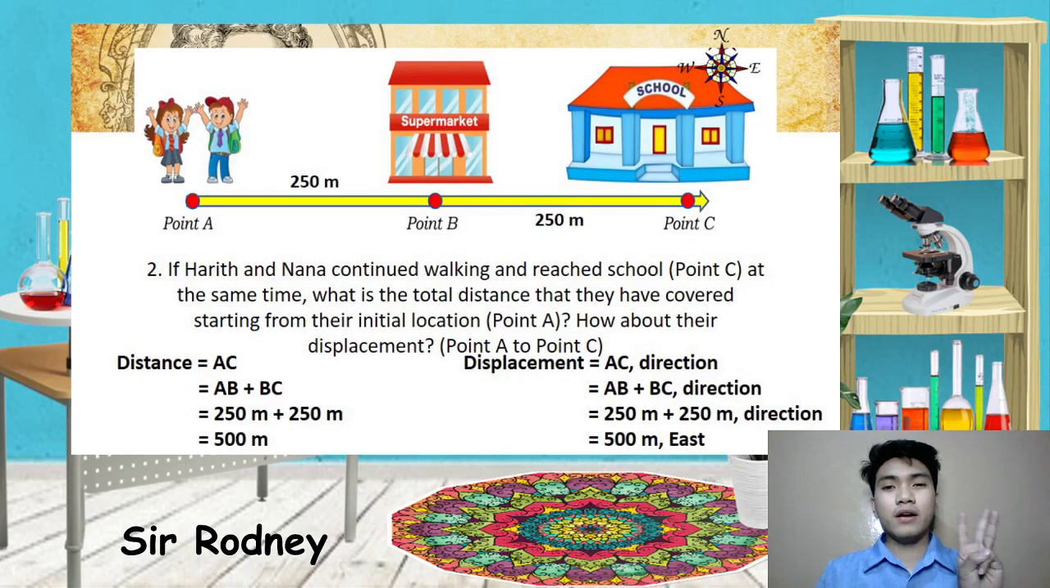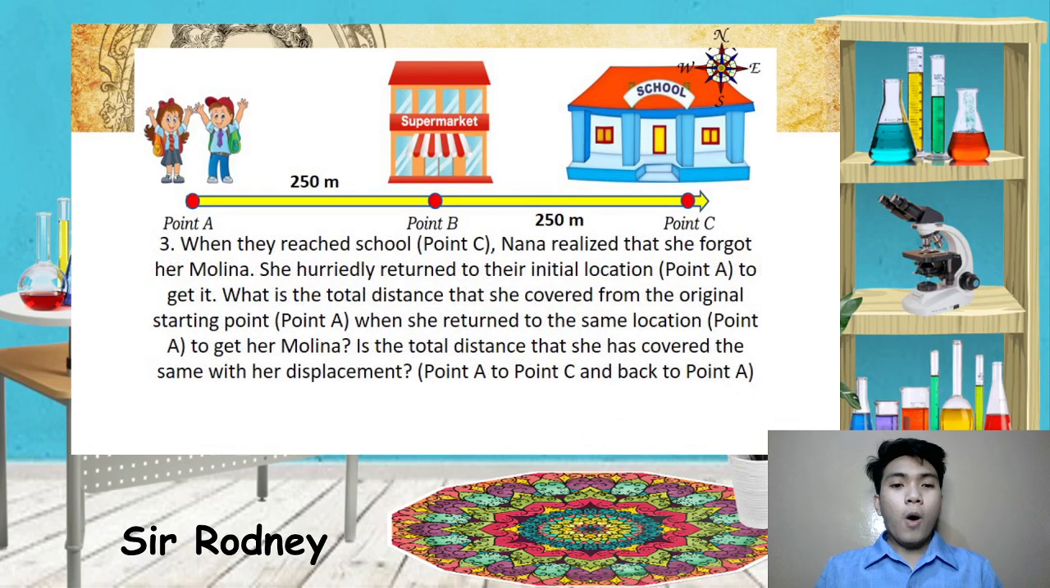Question number 3. When they reached school, point C, Nana realized that she forgot her payong. She hurriedly returned to their initial location, point A, to get it. What is the total distance that she covered from the original starting point, point A, when she returned to the same location, point A, to get her payong?